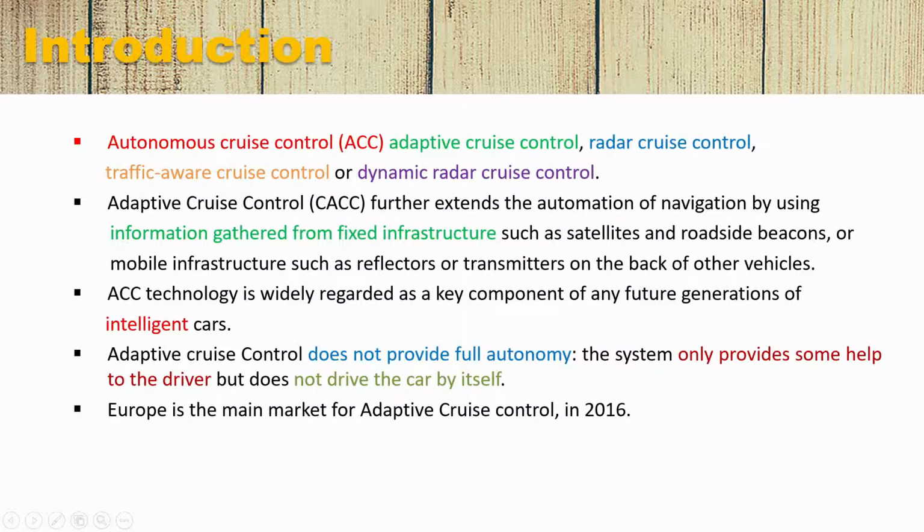ACC technology is widely regarded as a key component of any future generation of intelligent cars. They impact driver safety and convenience, as well as increasing the capacity of the road by maintaining optimal separation between vehicles and reducing driver errors. Adaptive cruise control does not provide full autonomy. The system only provides some help to the driver but does not drive the car by itself. Europe is the main market for adaptive cruise control in 2016.